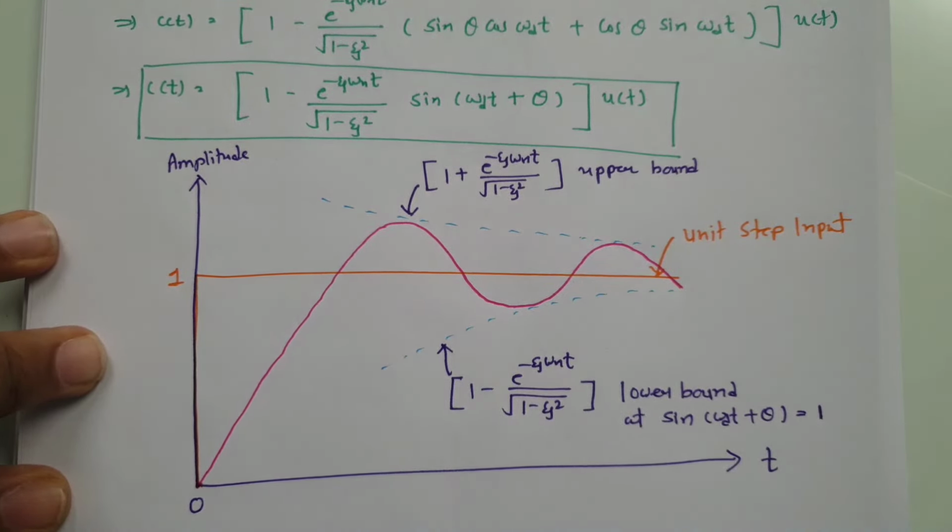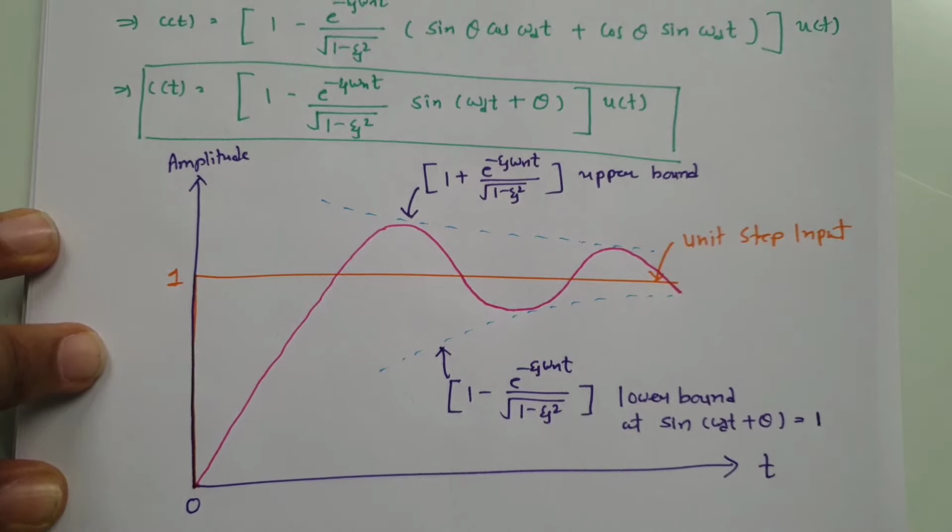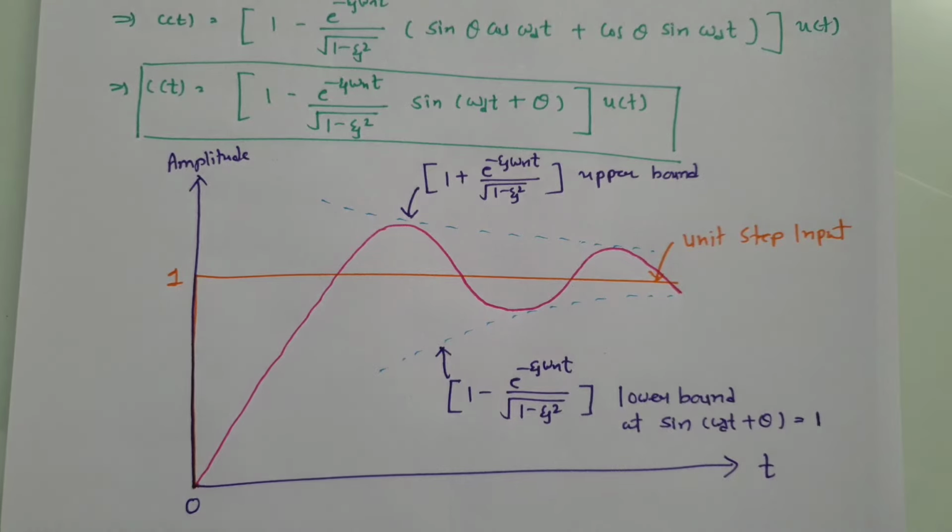And in the next few videos you will find the different parameters we deal with to calculate the second order response, where I'll explain maximum peak overshoot, rise time, and settling time. So all those definitions and derivations we will deal with in future videos.